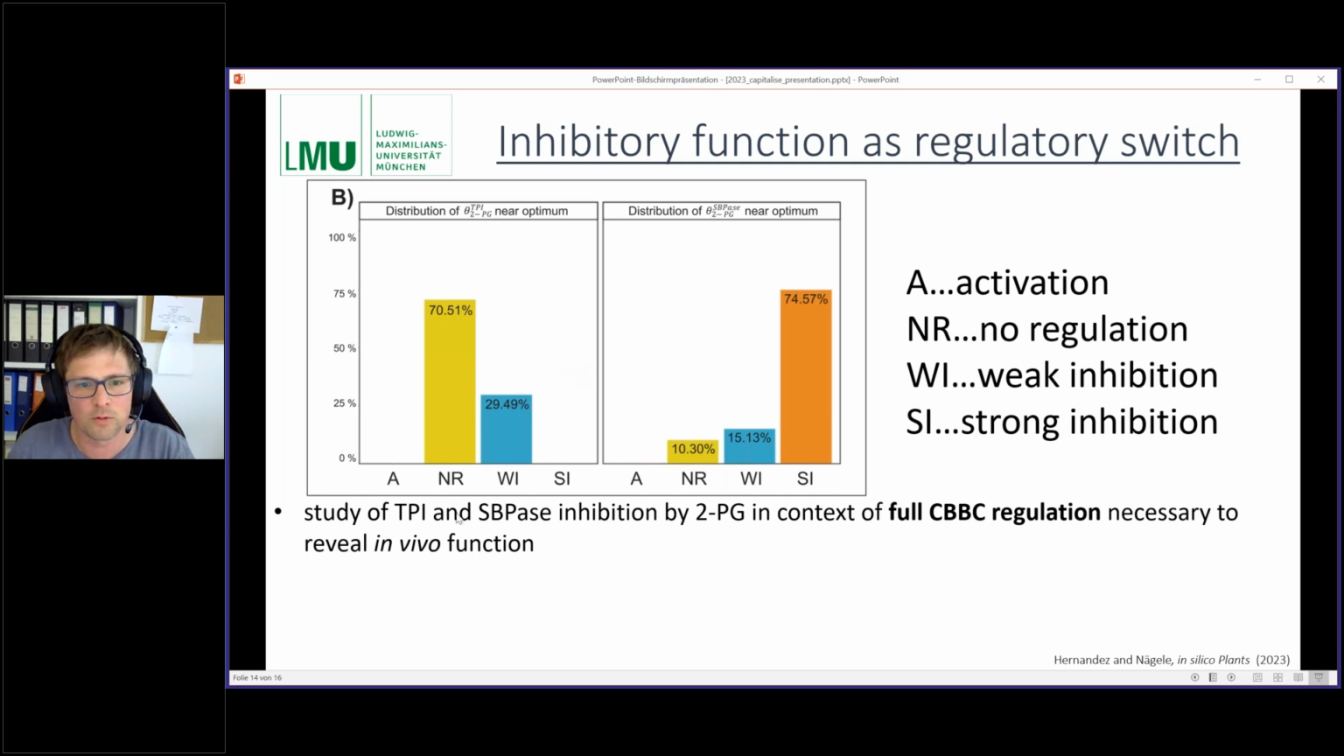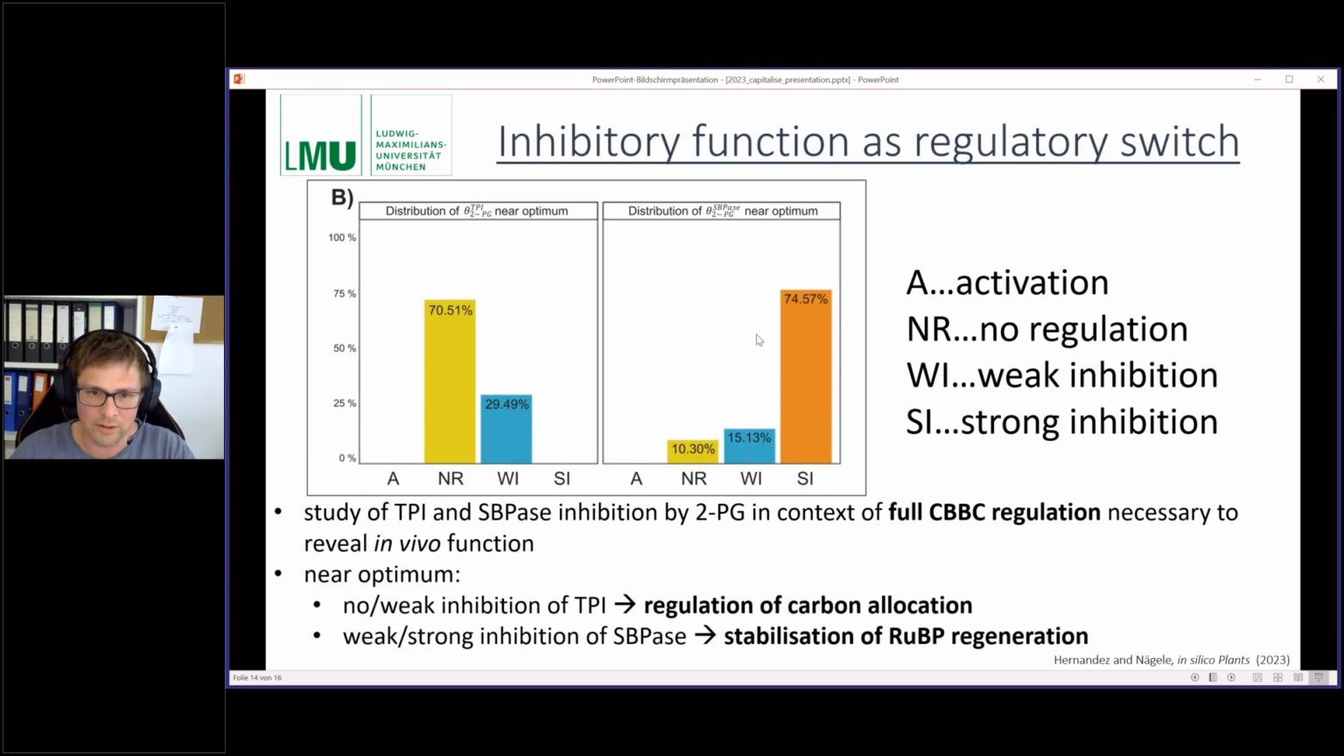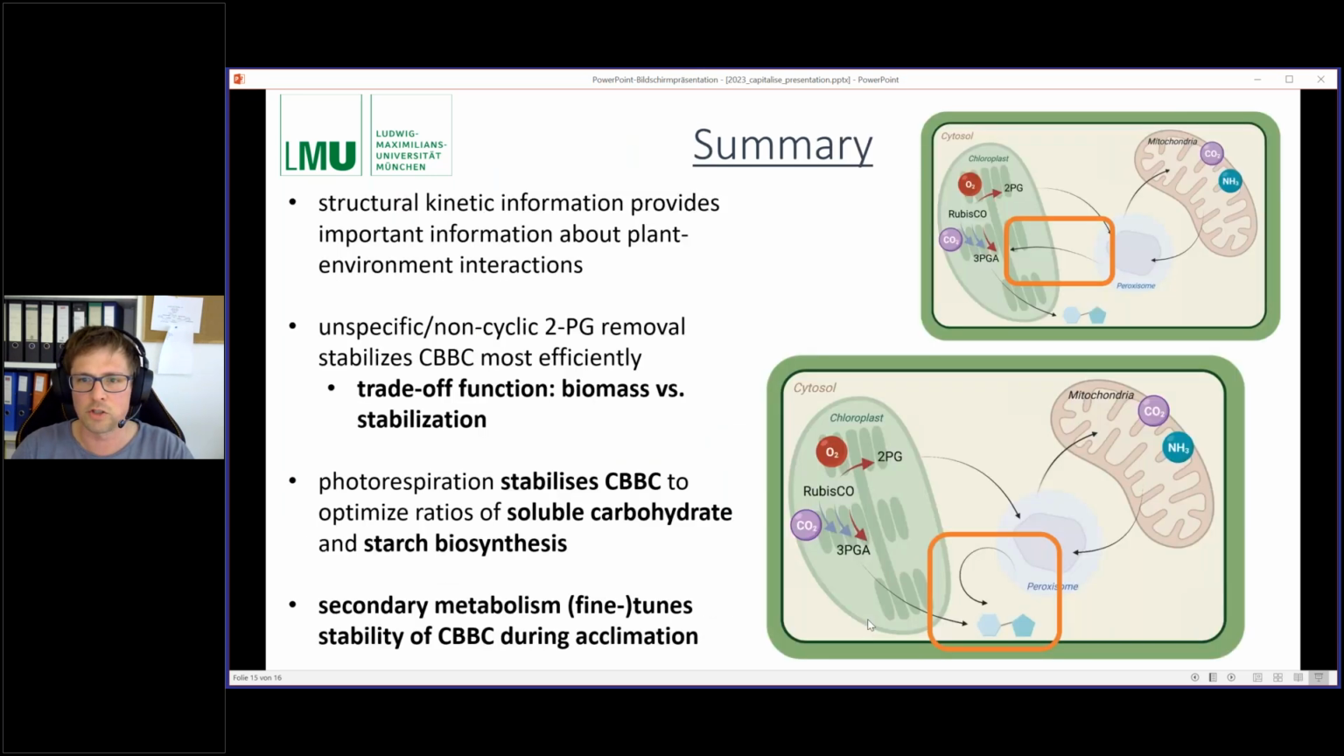And after 700 hours, what we found was that in the context of the full, up to now known and described by literature, regulation of the CBBC, we still find that we can discriminate two functions here of 2PG inhibition on TPI and SBPase. So the TPI inhibition seems to be a regulator for carbon allocation, while the SBPase stabilization or inhibition by 2PG has a kind of a stabilizing role for ribulose 1,5-bisphosphate regeneration.